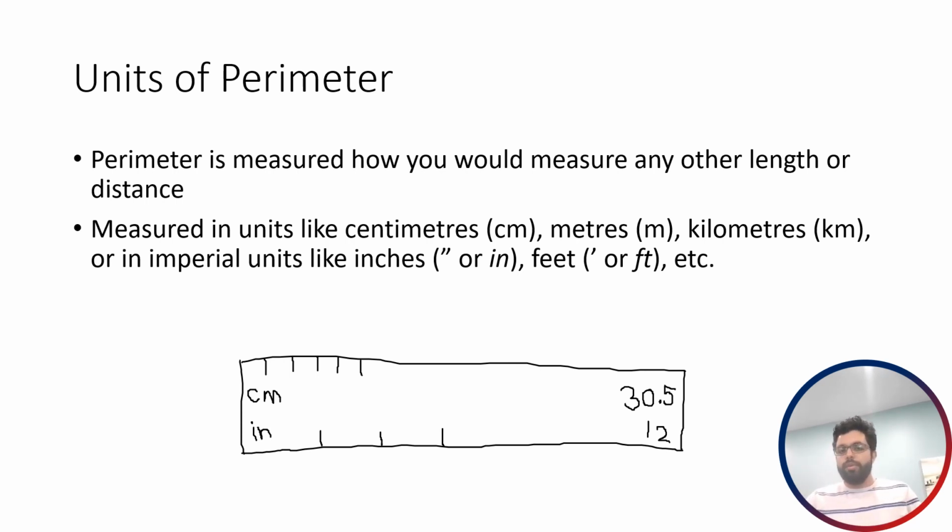So measuring perimeter, nothing too complicated, measured in centimeters, meters, kilometers, inches, feet, miles, units of distance, the kinds of things that you'll see on a football field or on your ruler, on your tape measure, things like that.